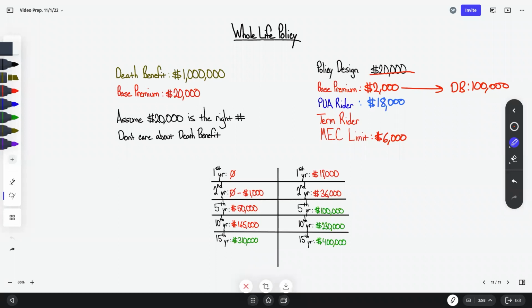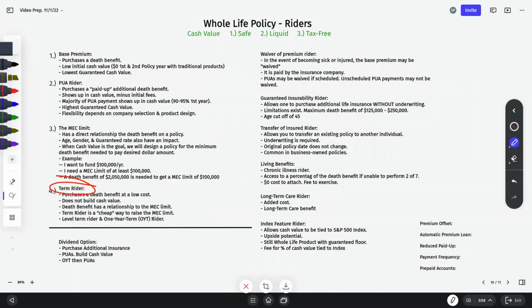So how do we do this? Because we can raise the base premium, but then we'll go backwards. We don't want to do that. So how we do it, ready for some fun, is through a term insurance rider. What this does is it buys you additional death benefit. If again, you're thinking, okay, I don't care about the death benefit, I want cash value. Think of it this way, it buys you additional MEC space at a very, very low cost. Cheap way to raise the MEC limit. Now the term rider is a cost. It does not build cash value. But again, by buying us more life insurance, it has a relationship to the MEC limit. There we go, cheap way to raise the MEC limit.